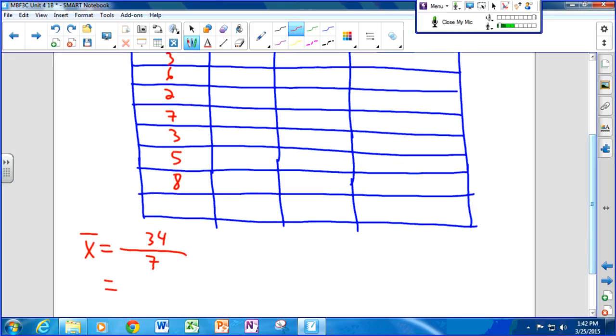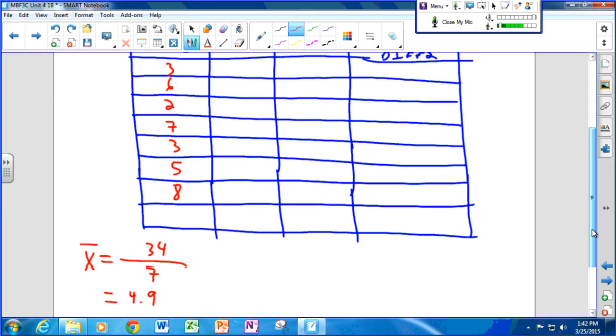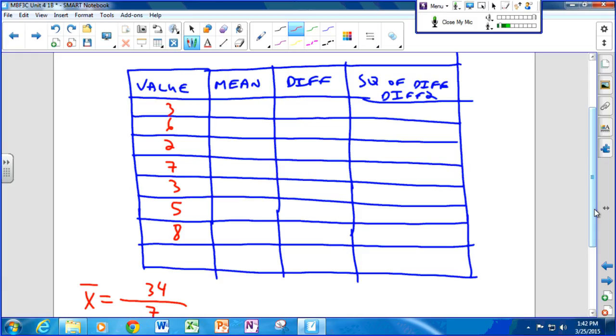So 34 divided by 7, I get 4.9, I guess is what it's going to be. I'm going to double check that. 2, 3, 4, 5, 6, 7. Okay.